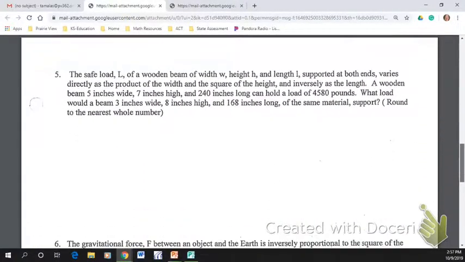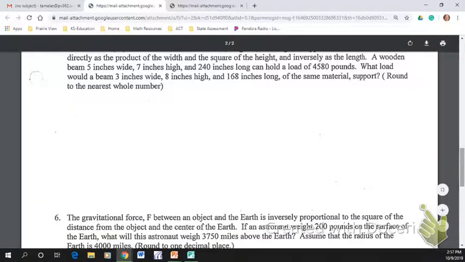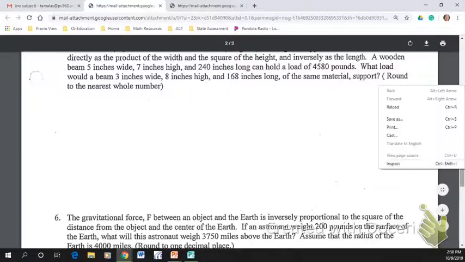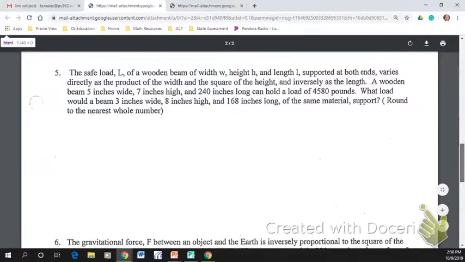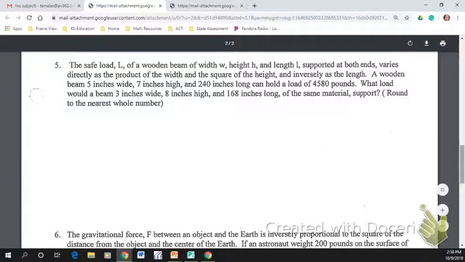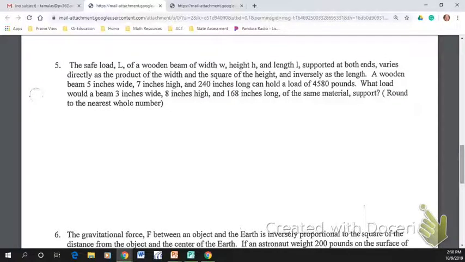Okay, example 5. This is an architectural engineering problem. Architectural engineering is about how you make buildings stand up. And this is a formula. This particular problem is about figuring out how much weight a beam can hold.